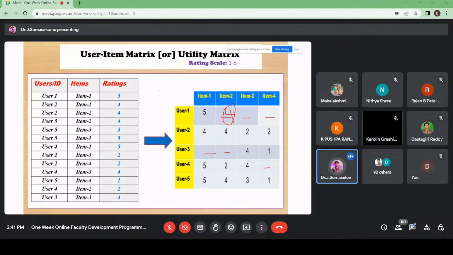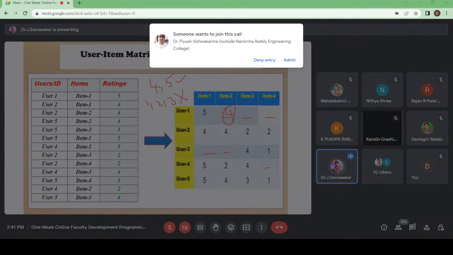So in general, I am assuming the thresholding value is 4. Minimum rating should be 4 or maximum should be 5. So whenever the rating is 4 or 5, then we are going to recommend movies or items to the customers. If the rating prediction is 1 to 3, then no need to recommend. So that means the threshold value I am assuming is 4 for recommendation. Suppose if you are assuming 3 also, fine.